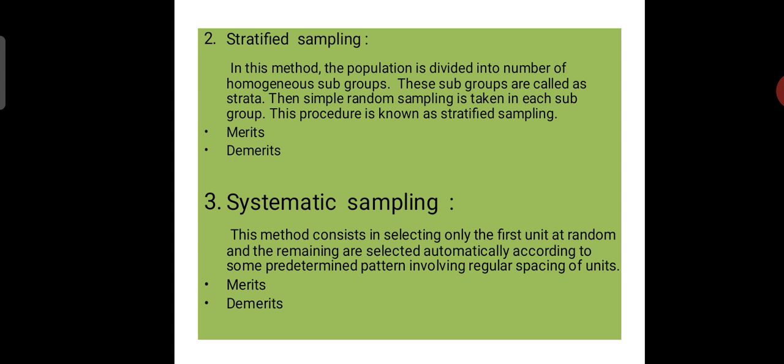Now we shall go on adding 15 to get the desired sample. Therefore, the sample numbers would be 8, 23. That means 8 plus 15 is equal to 23. Then 23 plus 15 is equal to 38. That means the next sample is 38. And so on. The next sample is 53. This is the procedure in systematic sampling.